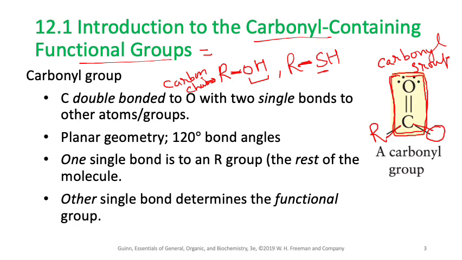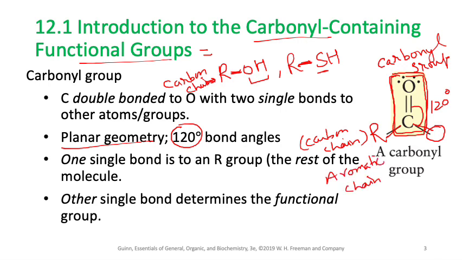So now let's talk about the geometry of this functional group, the C double bond O. It has a planar geometry, and we know if any compound has a planar geometry, then you have a 120-degree bond angle. So the bond angle is 120, and we already talked about how one of the bonds out of the 4 can be an R group, which is a carbon chain or aromatic chain, and the other bond, the 4th bond, can be an atom or a group of atoms that we already talked about.